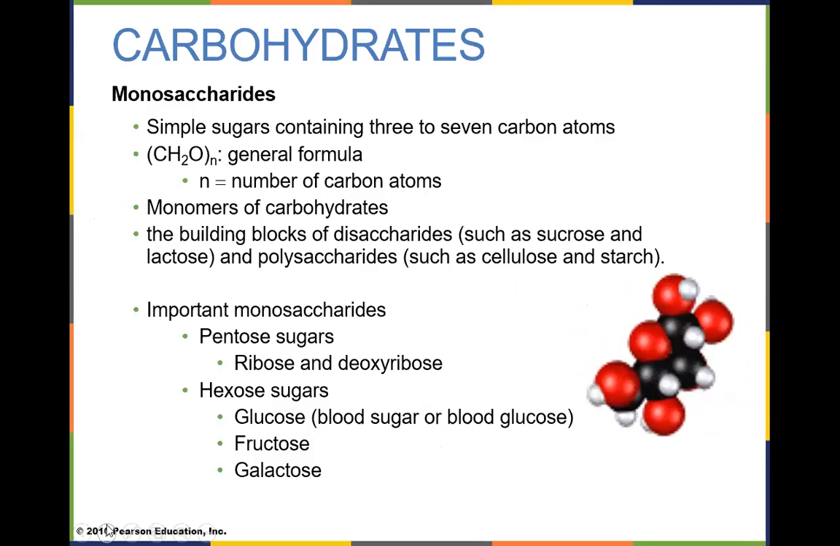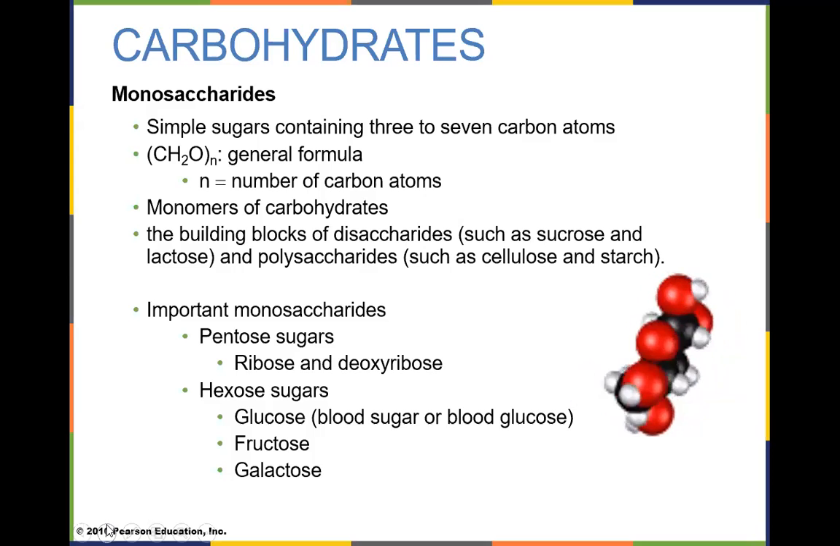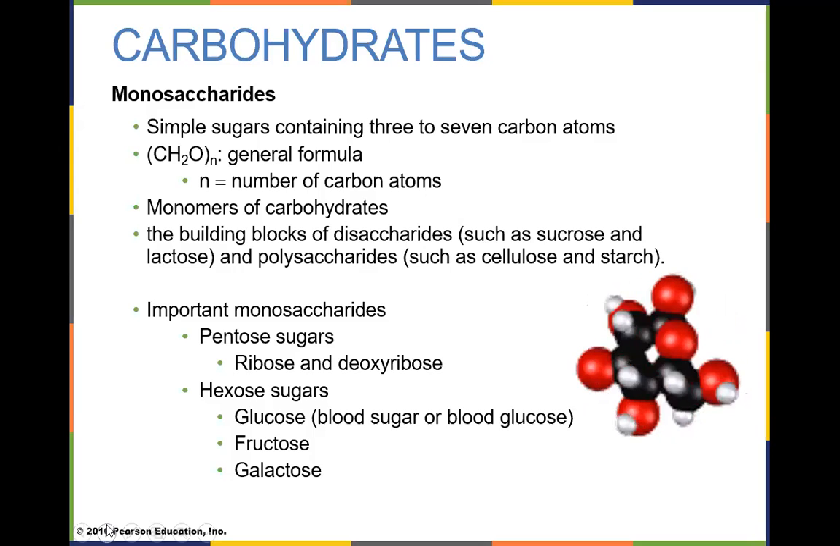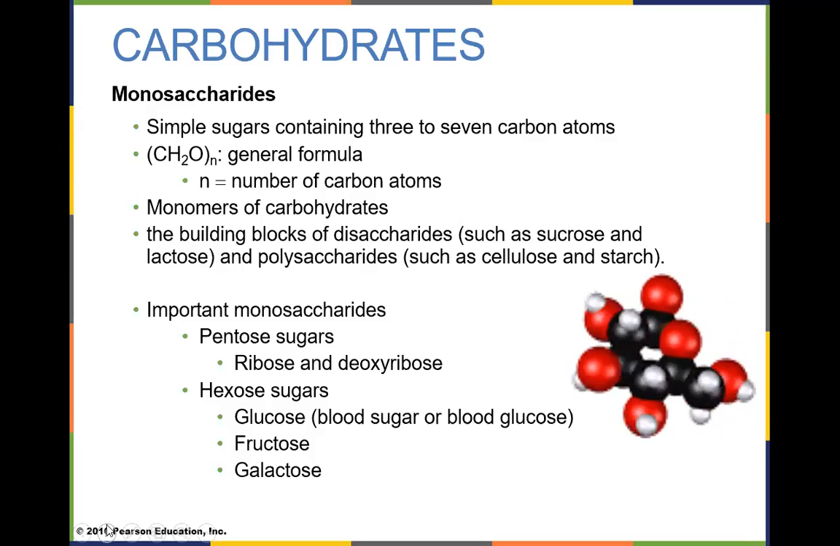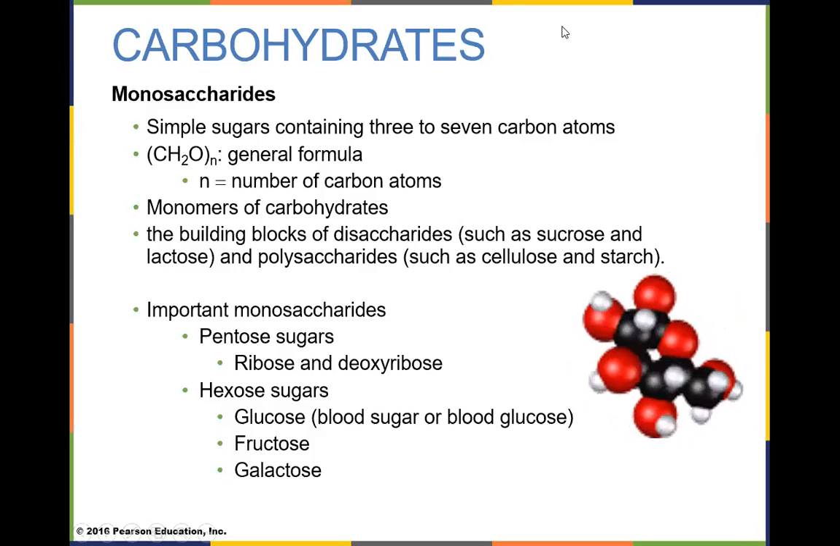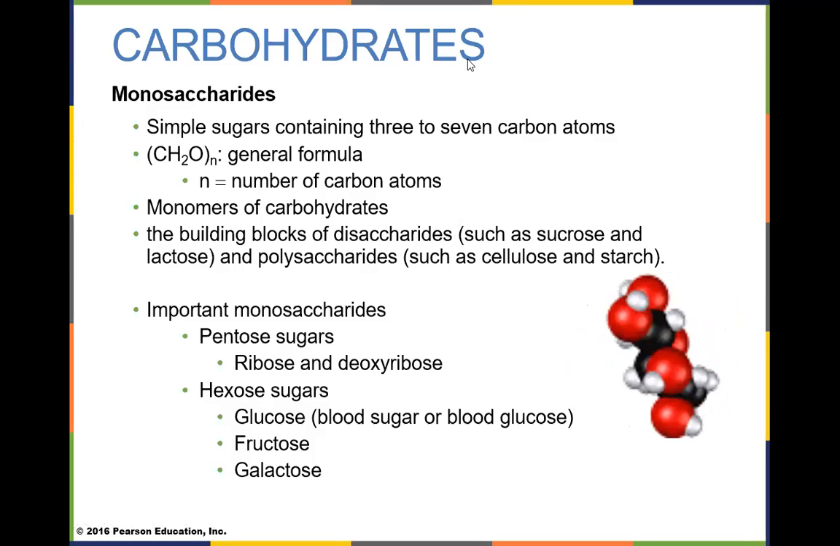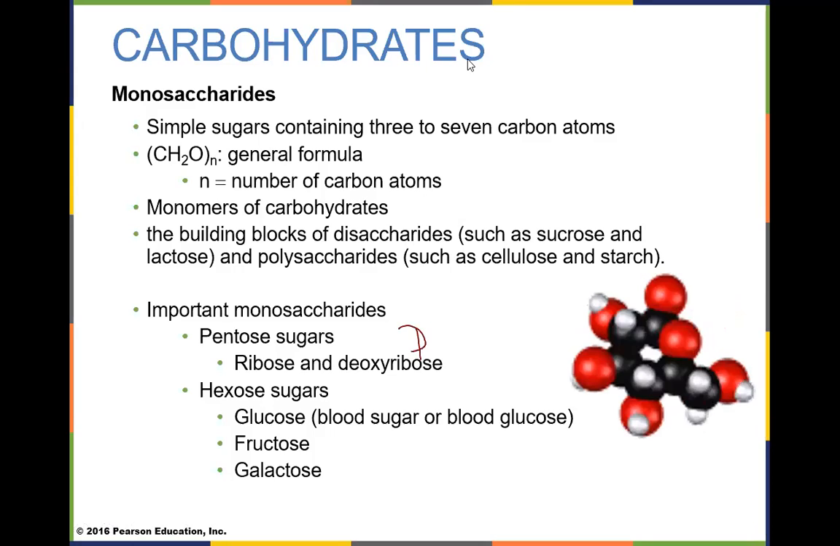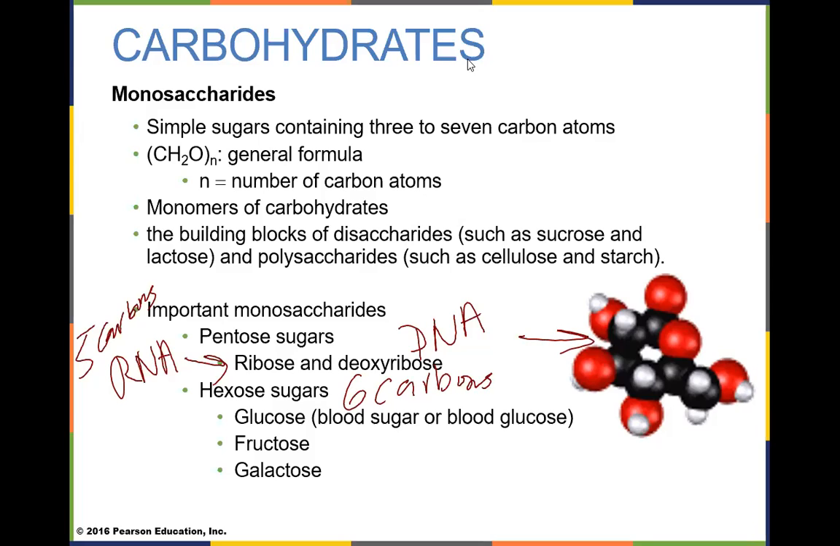The monosaccharides can either be a 5-carbon sugar or a 6-carbon sugar. The pentose sugars, ribose and deoxyribose, show up in our DNA and in our RNA. The deoxyribose shows up in DNA, because DNA stands for deoxyribose nucleic acid, and RNA is the ribose nucleic acid. Those are 5 carbons. And the hexose sugars are 6 carbons. That's what this is over here.